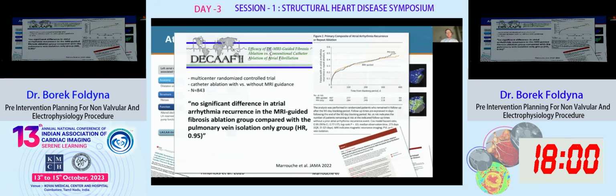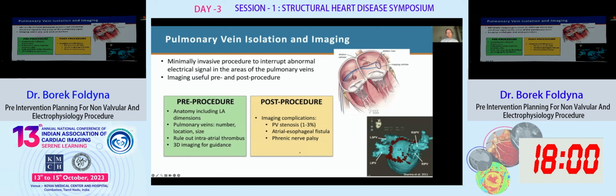However, the more recent DECAAF-2 study did not show a difference between MRI-guided pulmonary vein isolation compared to standard ablation procedures. So really the real purpose of imaging in patients with atrial fibrillation remains the pre-procedural planning, including description of the left atrial anatomy, including number, location, and the size of the pulmonary veins, and also ruling out the atrial thrombus. Post-procedural imaging focuses on the detection of complications such as pulmonary vein stenosis, atrioesophageal fistula, and phrenic nerve palsy.